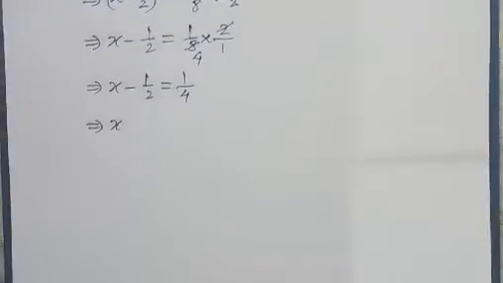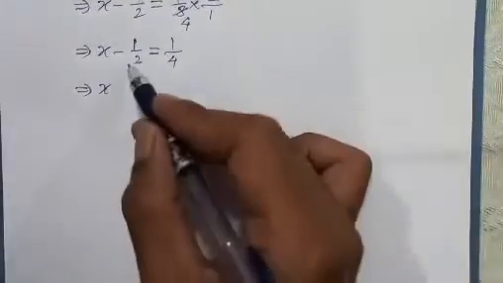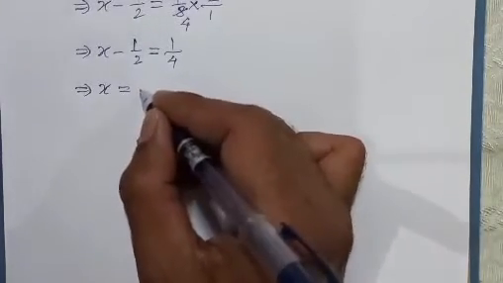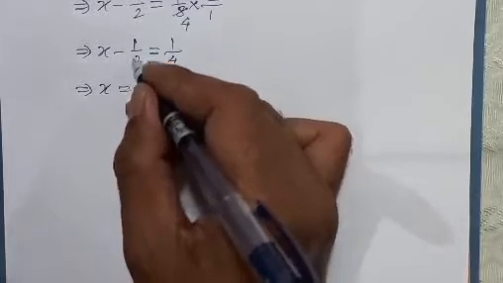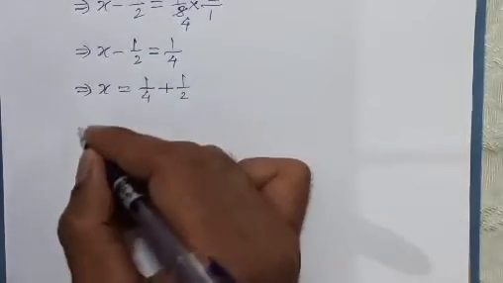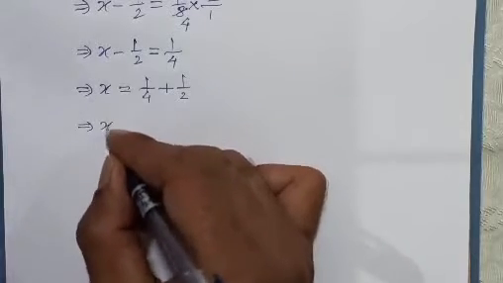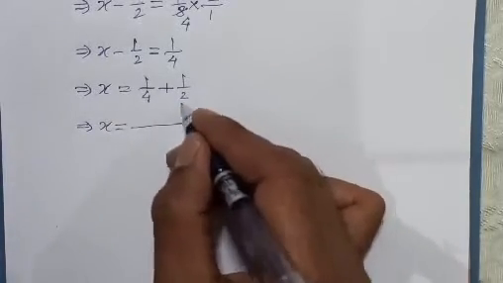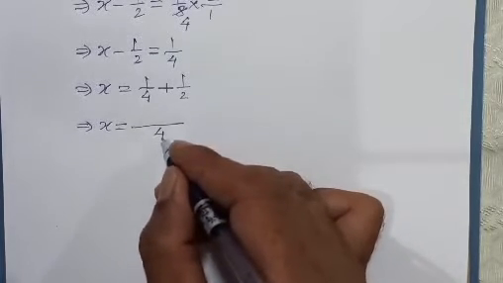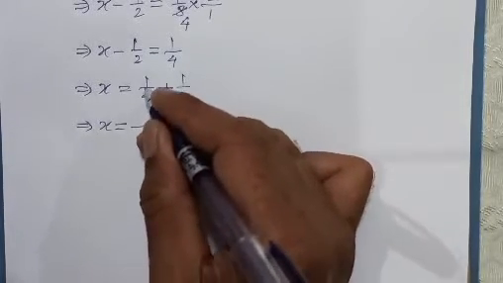Now, we have to transpose this minus 1 by 2 to the other side, then the sign will be changed. Minus 1 by 2 is transposed to the other side, then the minus sign is changed into plus 1 by 2. This implies that x is equal to 1 by 4 plus 1 by 2. If we take the LCM, we get 4. Then 4 divided by 4 is 1, and 1 into 1 is 1.